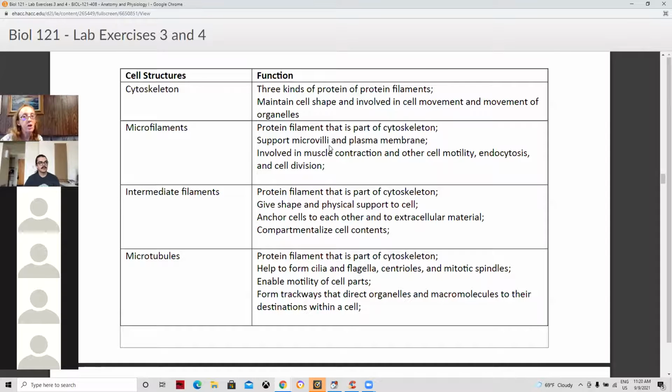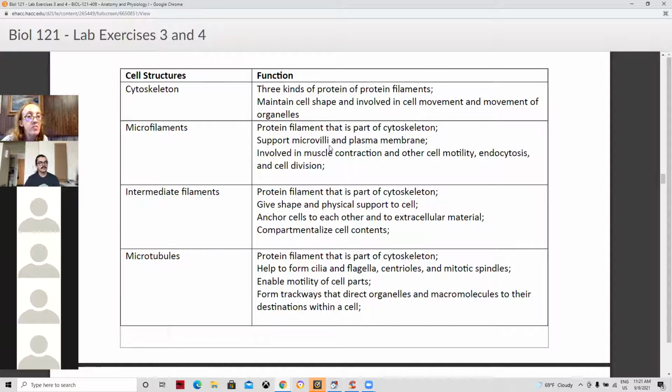Microtubules, the third type of protein filament of a cytoskeleton, help to form cilia. Remember, these are the little tiny hair-like structures, and flagella, the little flippers on sperm, and centrioles and mitotic spindles that are involved in cell division. They also enable mobility of cell parts, form trackways that direct organelles and macromolecules to their destinations within cells.